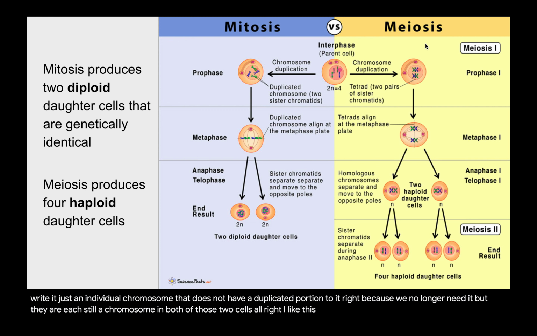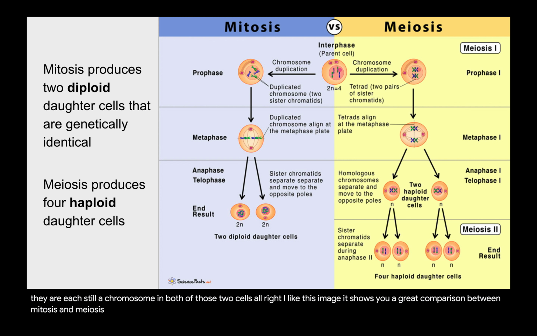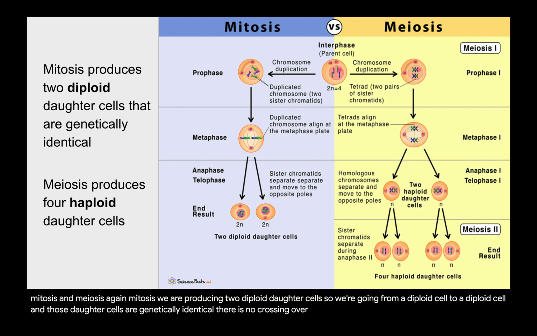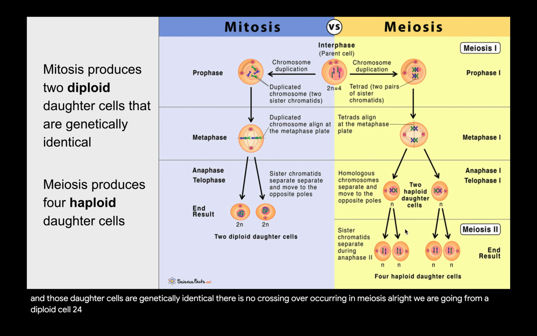All right, I like this image. It shows you a great comparison between mitosis and meiosis. Again, mitosis, we are producing 2 diploid daughter cells. So we're going from a diploid cell to a diploid cell. And those daughter cells are genetically identical. There is no crossing over occurring. In meiosis, we are going from a diploid cell to 4 haploid daughter cells that have some genetic variability to them.